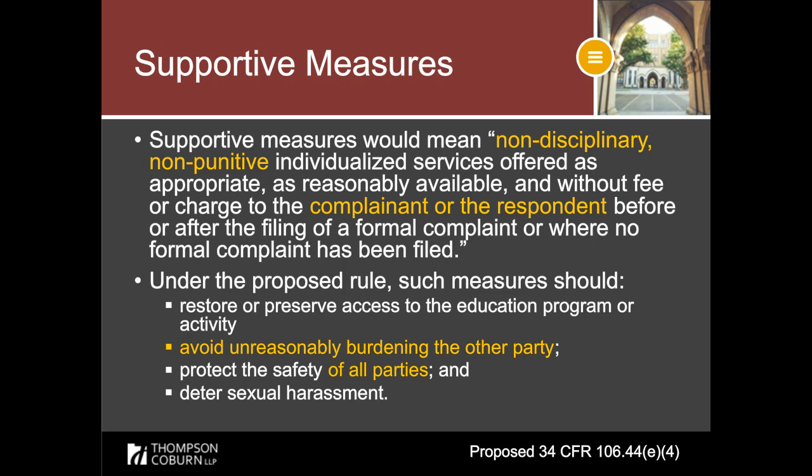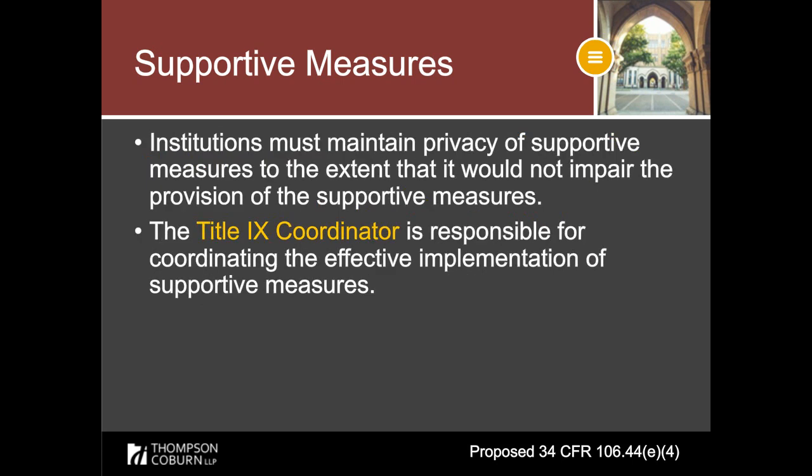And the department notes that schools have to maintain privacy of supportive measures to the extent that it would not impair the provision of the supportive measures. Now, the department actually, I believe they use the language confidentiality. I don't know about everyone on the phone. I draw a distinction between confidentiality, which is legal confidentiality that can be offered by, say, a professional counselor, and privacy, which is like confidentiality but acknowledges that the individual may not actually be able to maintain something as private if it was subpoenaed or there was a court order, right?